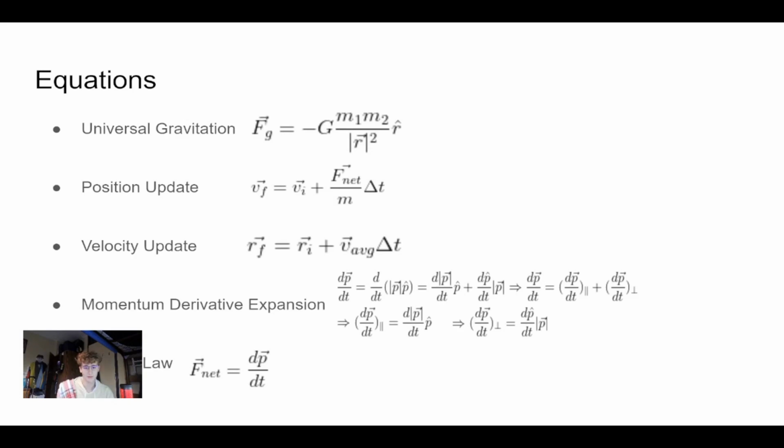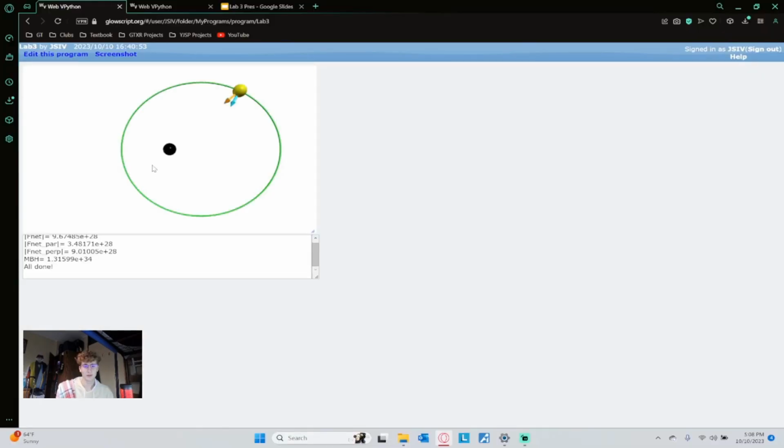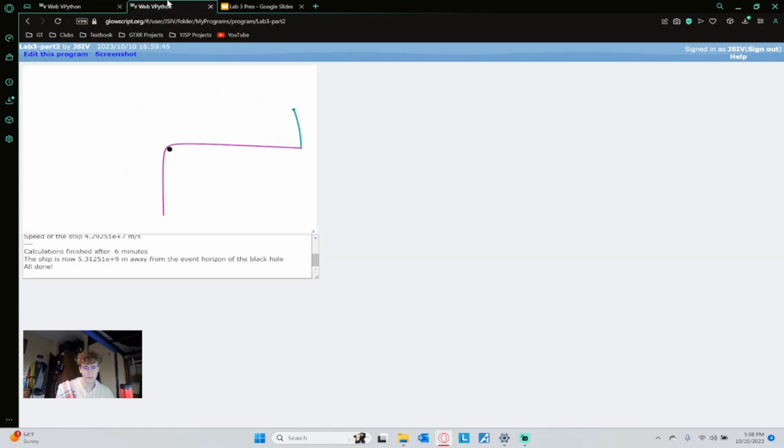And furthermore, we have to assume that the black hole is not moving because it's multiple orders of magnitude more massive than the star and the spaceship. The system we are studying in the first part of the lab is the star, and the surroundings are the black hole. For the second part of the lab, the system we are studying is the spaceship, and the surroundings are the black hole and the star.